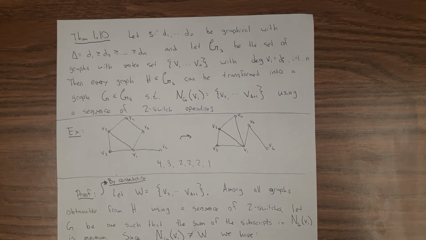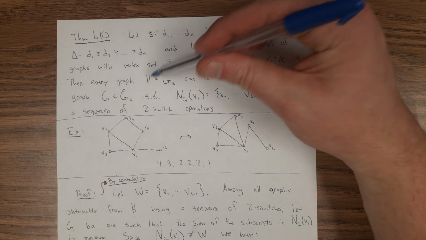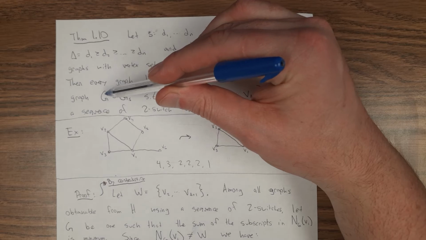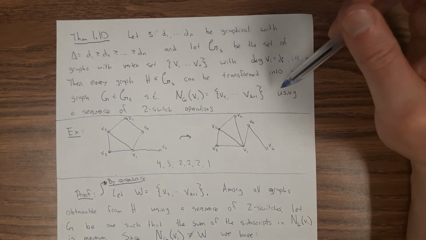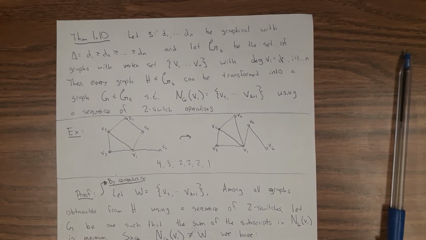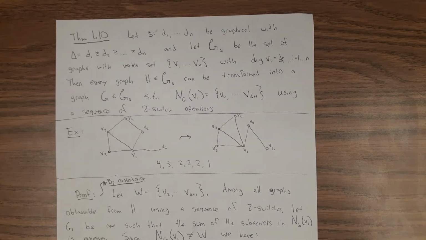And once again, every graph H in G sub S can be transformed into a special graph G, like I just described, using some sequence of two-switch operations. And when I say a sequence of two-switch operations, I mean you're allowed to do a two-switch and then do another two-switch and another two-switch, possibly getting many different graphs that way. And from some sequence of two-switches, it's possible to get from H to G.